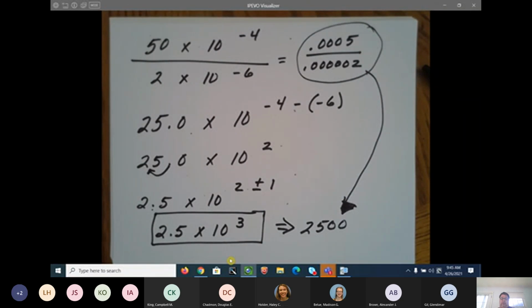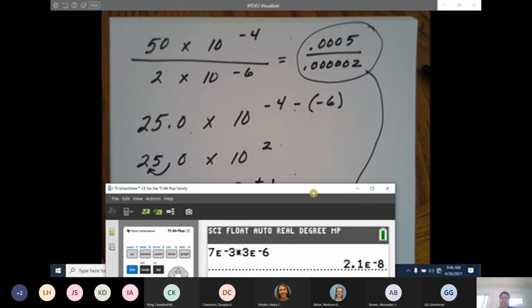Let's check with the calculator though, because people still don't believe that I'm getting the right answers because I'm doing exactly what their kindergarten or K through 12 teachers told them not to do. So let's go ahead and try it.